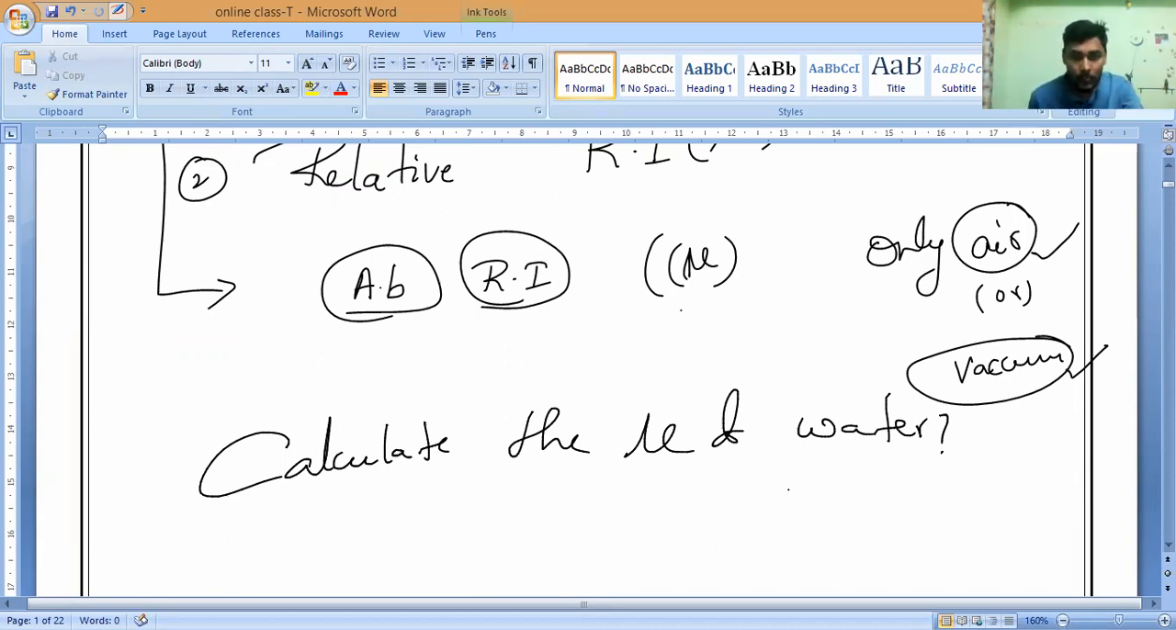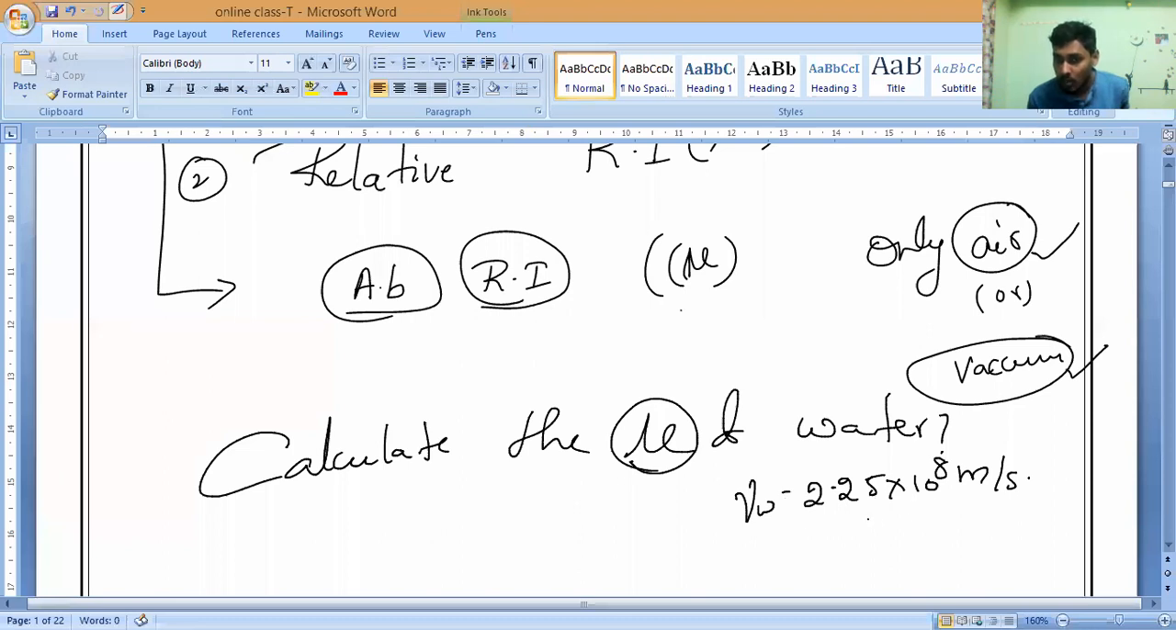And they will give you the speed of light in water is 2.25 into 10 power 8 meter per second. That's all. Nothing else they are asking you. Have you noticed it, guys? Calculate the refractive index of water. That's all they are asking. And they are giving the speed of light in water, which is equal to 2.25 into 10 power 8 meter per second.